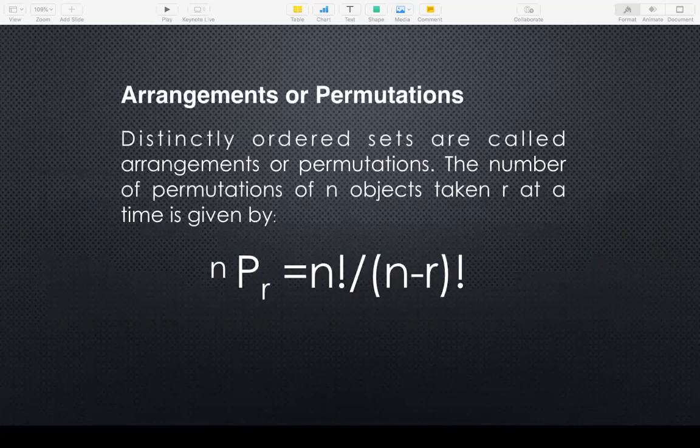Now, let's come to permutations, right? Till now, we have completed factorials, the multiplication principle, and the addition principle. Now we will talk about what exactly is permutations and what exactly is combinations. Now, permutation says that distinctly ordered sets are called arrangements or permutations.